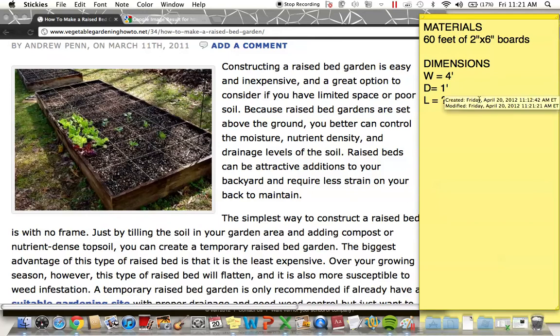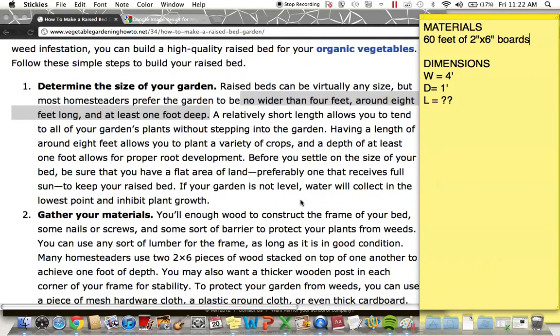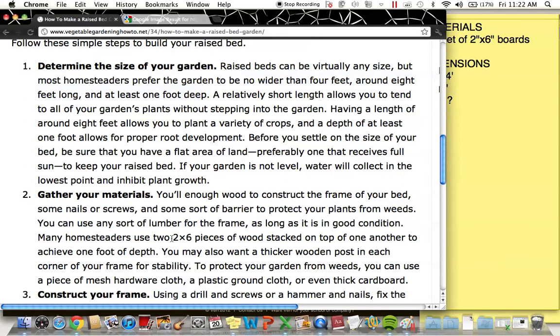Now this length can be completely determined by the length of our available materials. And you can see that's 60 feet of 2 by 6 inch boards, but we should probably convert that first to boards of 12 inches in height, right? Because we do want this to be 12 inches high, so we can just stack the boards on top of each other. And in fact, the website recommends if we have 2 by 6 inch pieces of wood, we just stack them on top of each other to achieve 1 foot of depth.